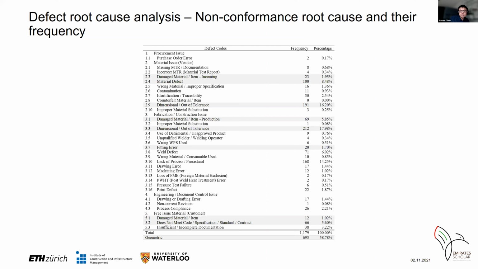All 1,179 non-conformance reports from the project were analyzed for a defect code, as well as the specific nuclear module affected. This table here summarizes the frequency of each defect code as documented in the data log. Now, for clarity, the defect codes related to geometric non-conformance are highlighted in gray here.